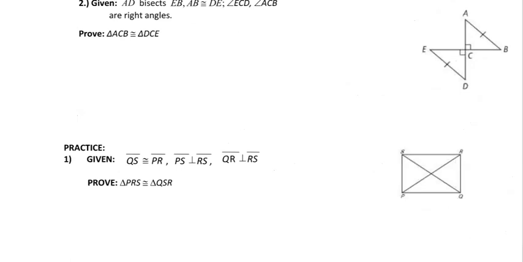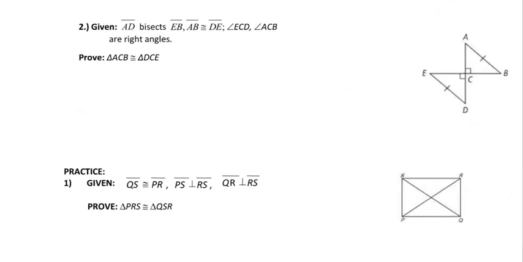Okay, so if we were looking at this, we need to figure out how we're going to finish our proof. Are we going to finish it with SAS or are we going to finish it with HL? Right here, for example, we have vertical angles. We can either use those as vertical angles if we're going to finish with SAS or one of those, or we can use those right angles for right triangles if we're going to finish with HL. So let's figure this out.